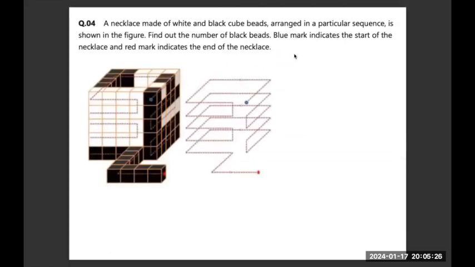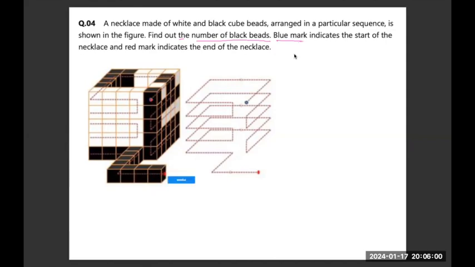A necklace made up of white and black cube beads is arranged in a particular sequence in the following figure. Find out the number of black beads. Okay. The blue mark indicates the starting point and the red mark indicates the end point. There is some logical sequence to the arrangement of the beads. So blue is the starting point, which is what is given. It starts from here and then it ends here.